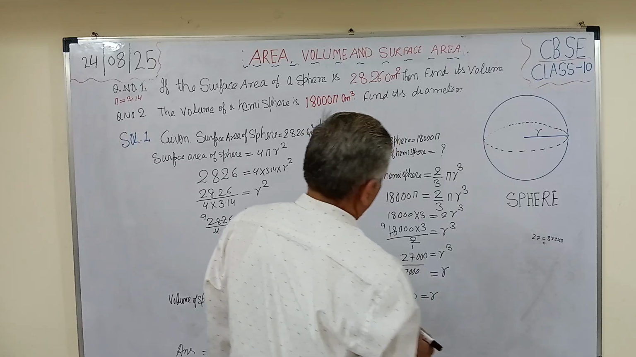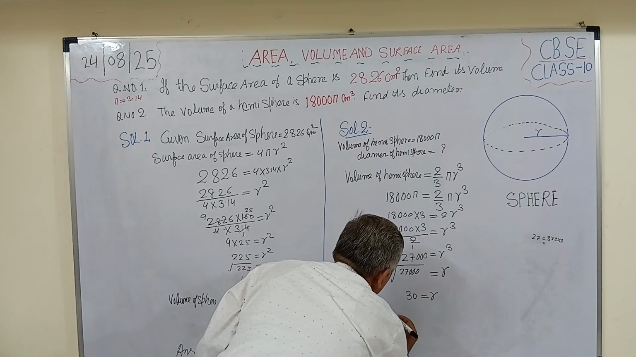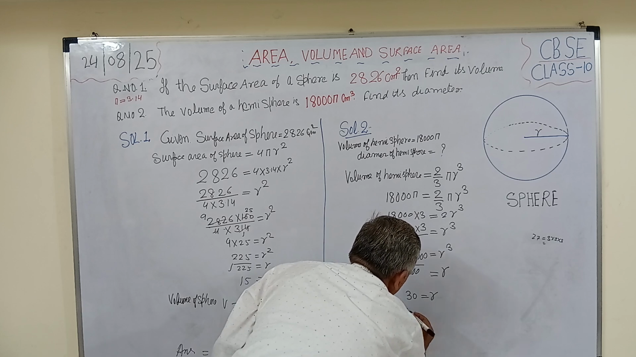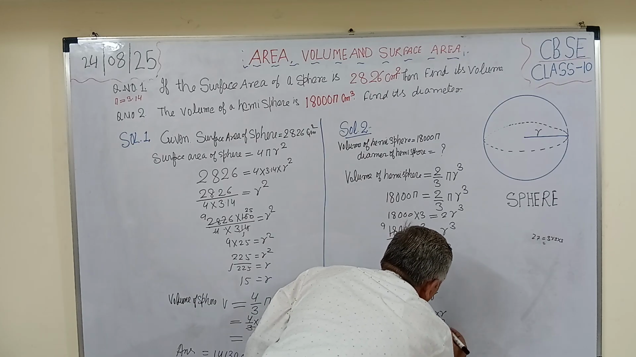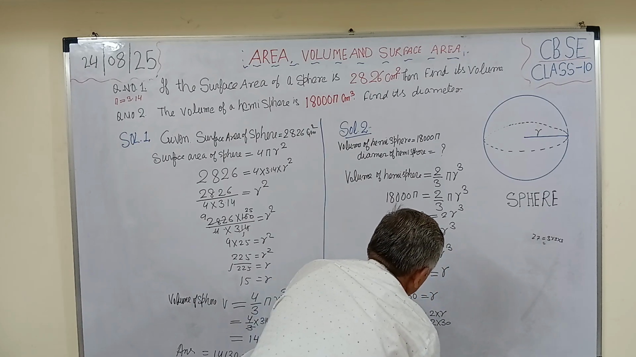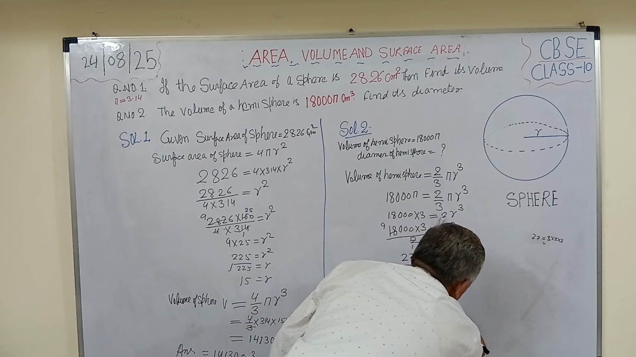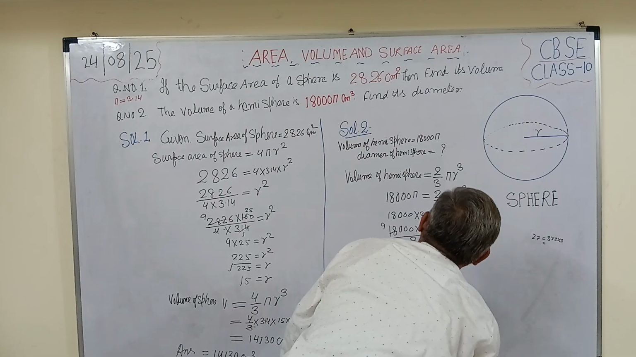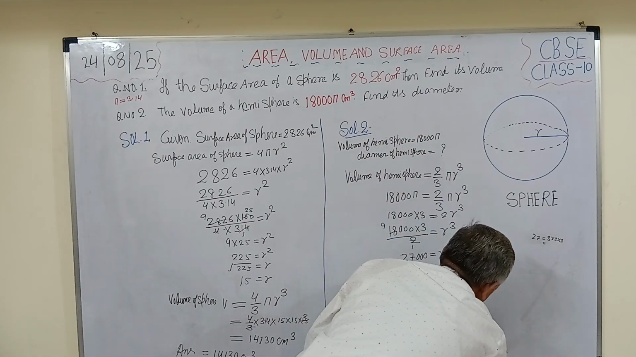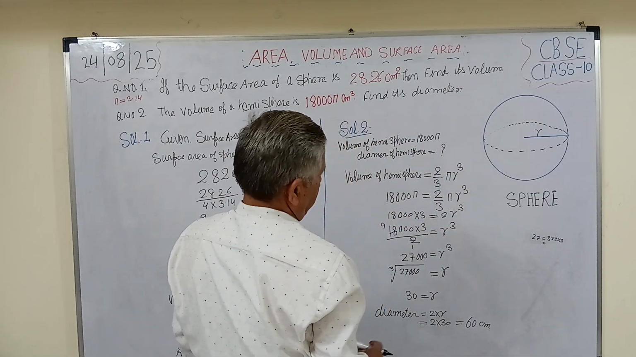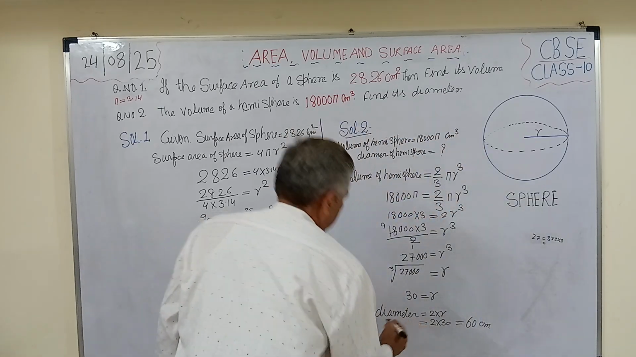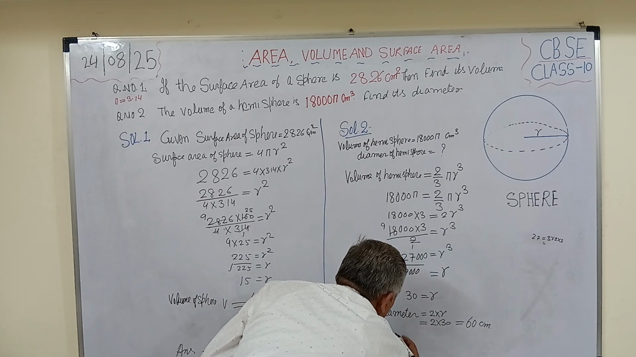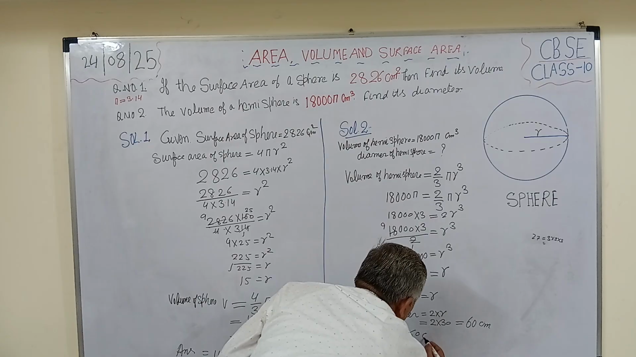Now we have to find out the diameter. Diameter equals 2 into r, that is 2 into 30, which is 60. So the diameter is 60 centimeter. The answer is D equals 60 centimeter.